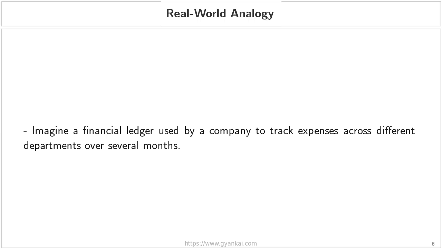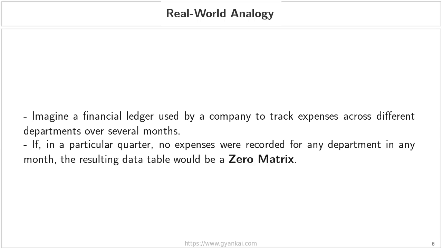Real-world analogy. Now that we have seen how to construct both square and rectangular 0 matrices in our previous examples, let us look at a real-world analogy to help you visualize how this concept applies outside of a textbook. Imagine a company that maintains a financial ledger to track expenses across various departments over several months. In this scenario, the ledger acts as a matrix, where the rows might represent different departments and the columns represent the months. If, during a particular quarter, no expenses were recorded for any department in any of those months, the resulting data table would be a 0 matrix.